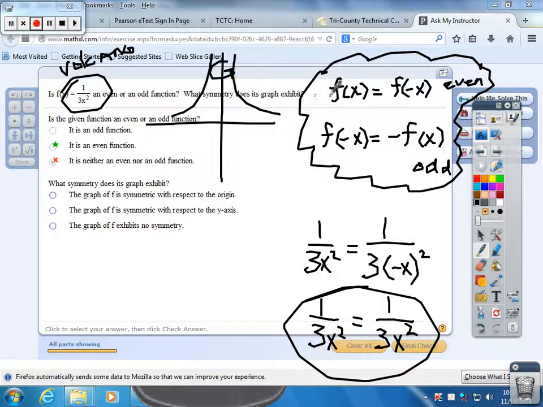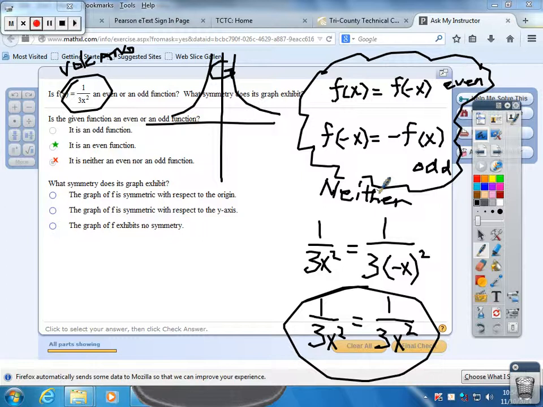If it doesn't, if you get 1 over 3x squared is equal to negative 1 over 3x squared, then you go and you do this one. And if it doesn't do this one, if you don't get a true statement here, then the answer is neither. I don't know how to spell neither. I before E, except after C. I spelled it wrong. That's right. Is it? Yeah, man. Well, why is it I before E? I don't know. That rule's stupid.